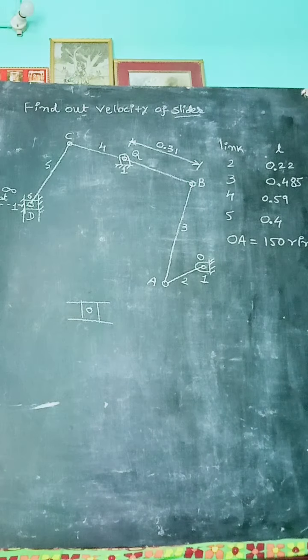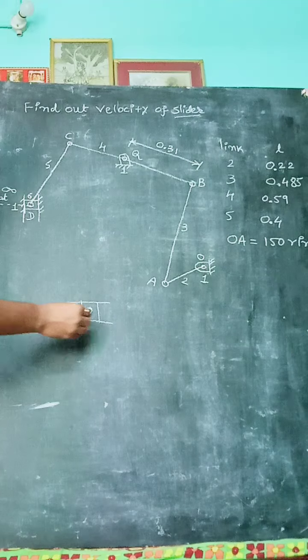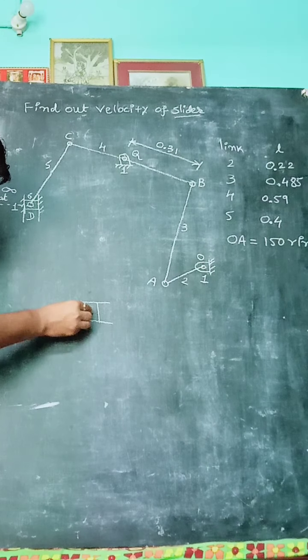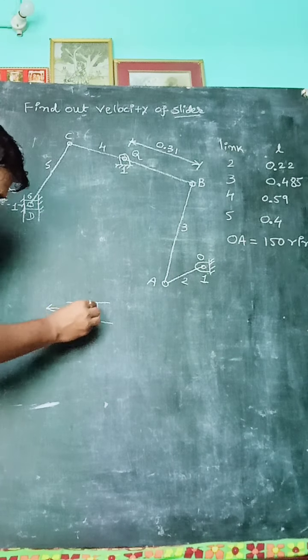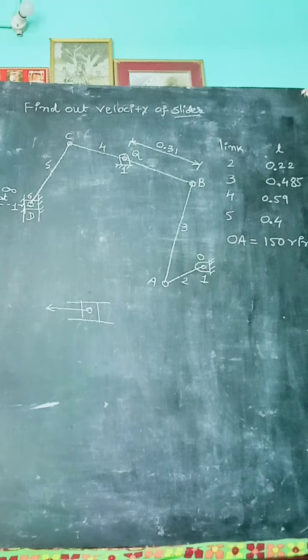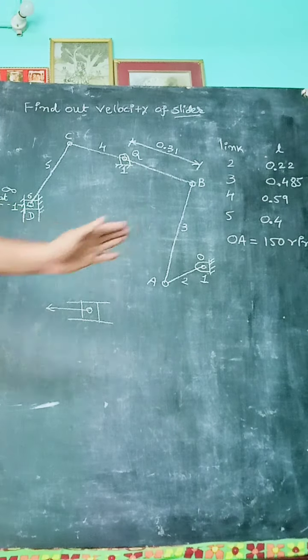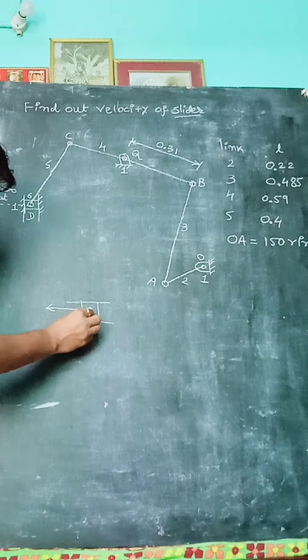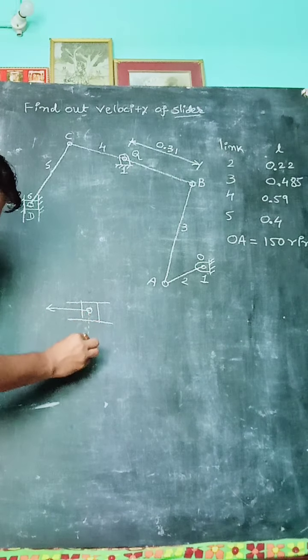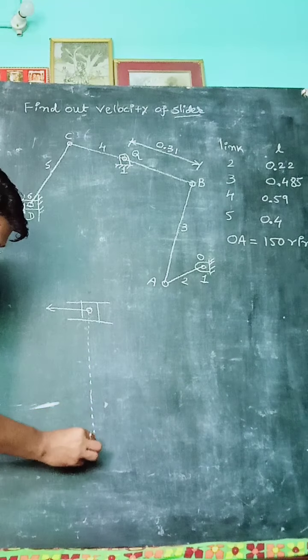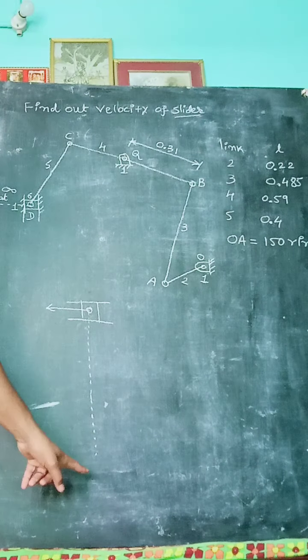Now for the slider, we know that its velocity is always parallel to its path. That means either in this direction or in this direction, whatever may be the direction, either leftward or rightward, its instantaneous center is at infinite distance.